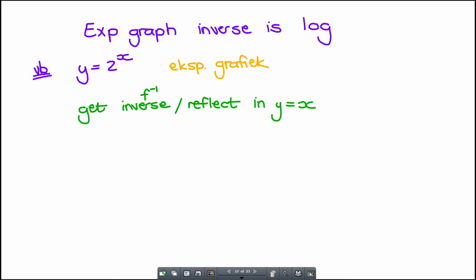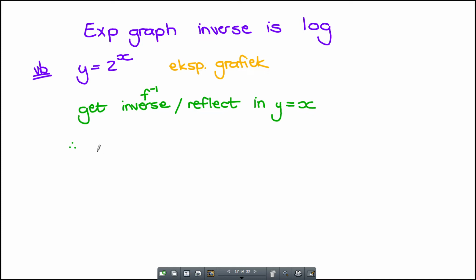Or they can ask you to reflect this graph in the line y is equal to x. That is also the inverse. Okay, so let's do that. What will this be if I reflect it? What happens when we do inverse? The x and the y values switch around.